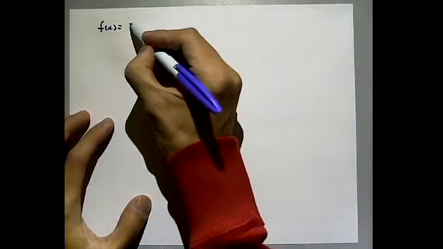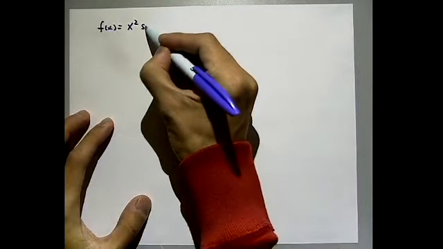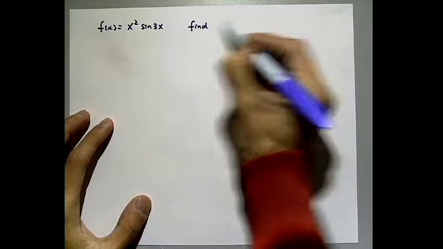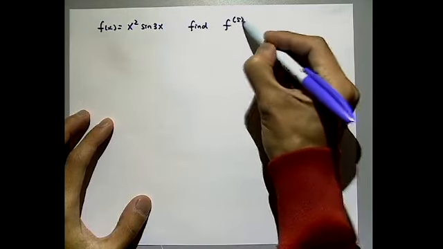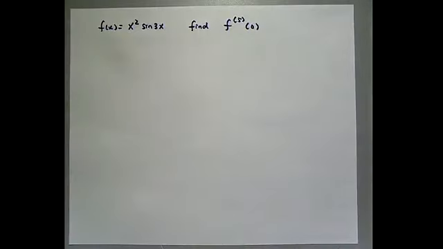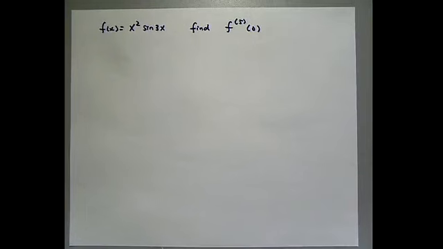So we get this function here. And somehow you're supposed to find out the fifth derivative of this at 0. So I think this is from the fall 2014, one of the later ones.